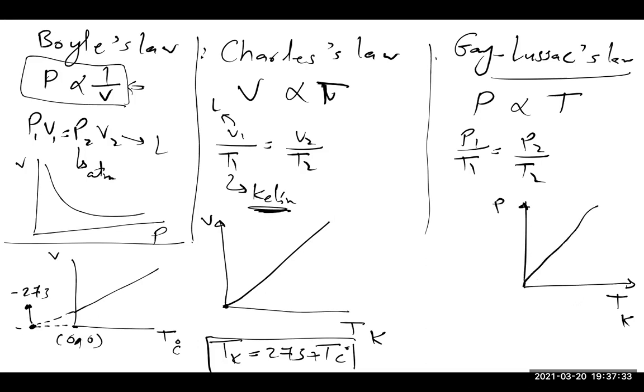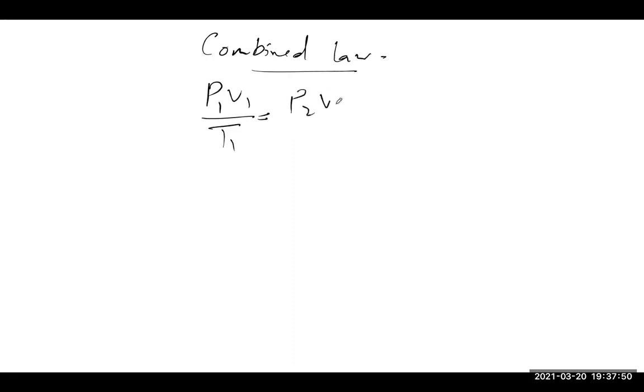Okay. We also have a formula that combines the three laws, and that's why it is called the combined gas law. This combined gas law is P1 V1 over T1 equal to P2 V2 over T2.